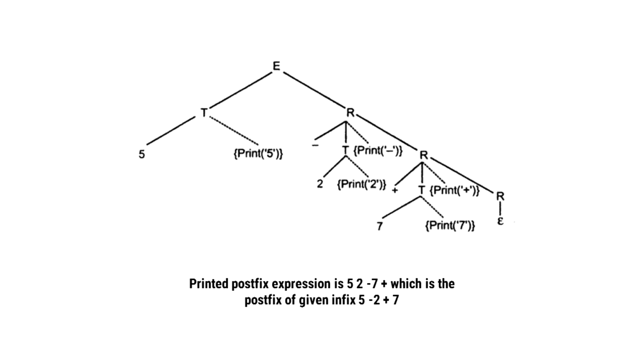The last one will be print plus. So the final expression that is printed is 5 2 - 7 +. As you can see, that is the exact postfix expression for the infix 5 - 2 + 7. So it's satisfied. That is a solution for problem 2. Let's go to the last problem, problem 3.